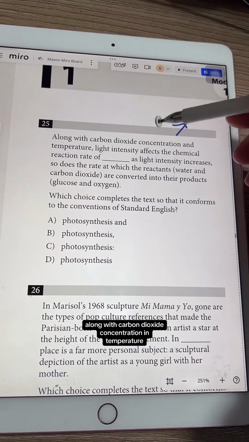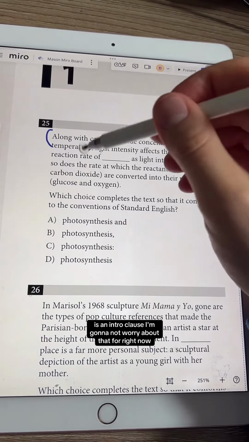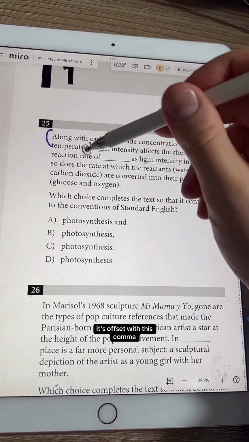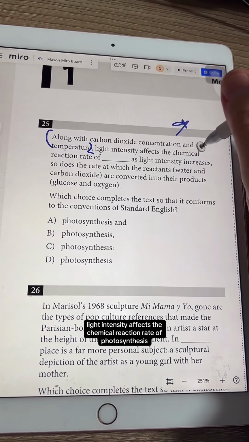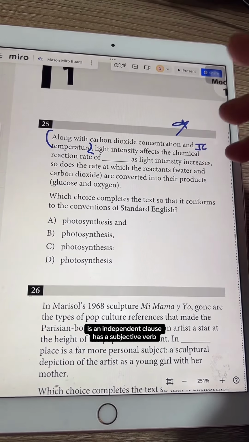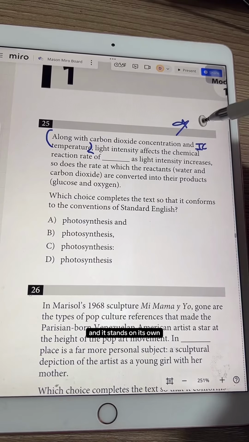Along with carbon dioxide concentration and temperature is an intro clause. I'm not going to worry about that for right now. It's offset with this comma. Light intensity affects the chemical reaction rate of photosynthesis is an independent clause. It has a subject, a verb, and it stands on its own.